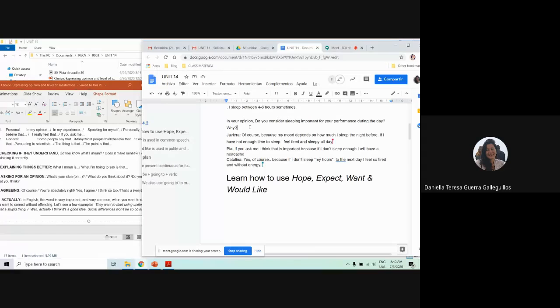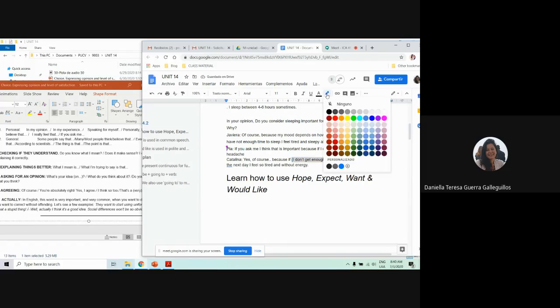Okay, so I understand your point. Let's make it look a little bit clearer in the writing. Yes, of course, because if I don't get enough sleep, that is what I would write. Let me put it in parentheses so you can differentiate it. This is what I added because I understand what you want to say, but it is not the same.